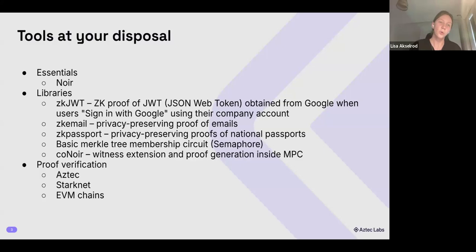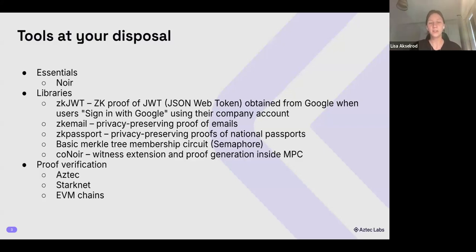And then CoNoir, also sometimes called CoSNARK, a library for witness extension and proof generation inside MPC, like collaborative proof generation by multiple parties, in other words. And when we have our Noir proofs, we can also verify them on different networks. Today, it will be Aztec, Starknet, and most EVM chains. And while thinking about which network to choose, it will be the question of what exactly you want to build.